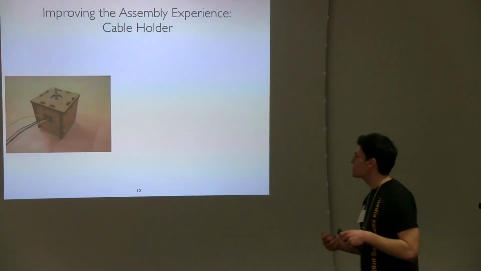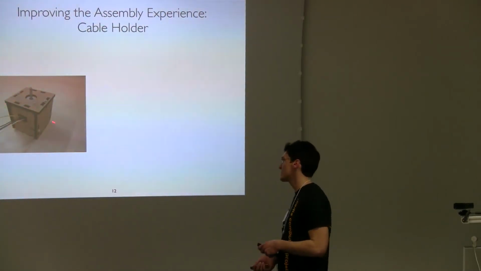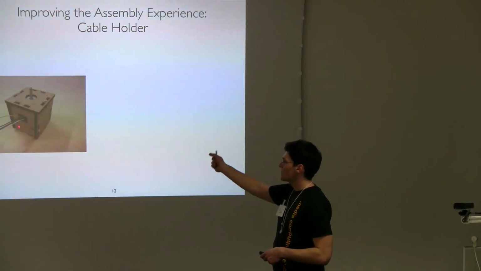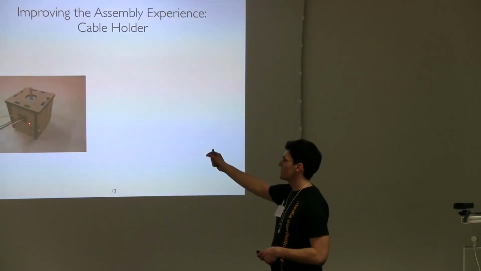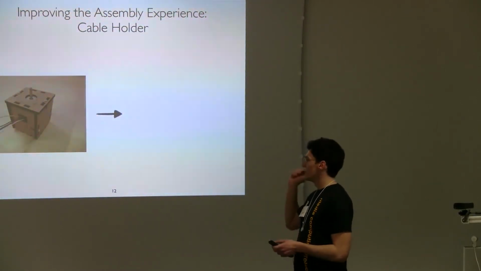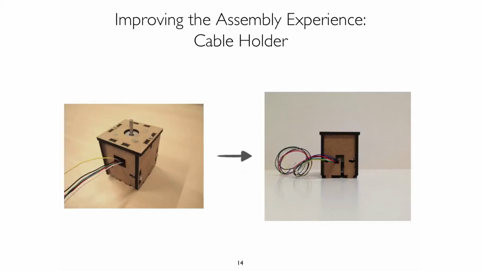We also tried to improve the assembly experience. We found out during the user studies that people had difficulties pulling the cable out of this housing after they have inserted the motor into it. What have we done to solve it? We changed the opening and gave it a meander shape so that after you have inserted the motor into the housing, you can pull the cable from downside.